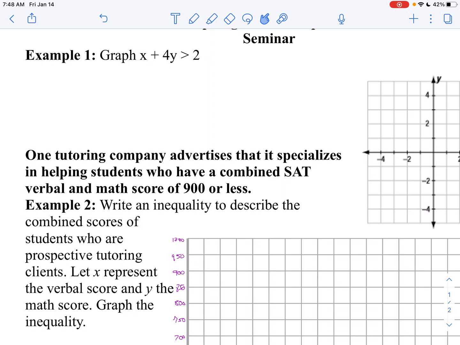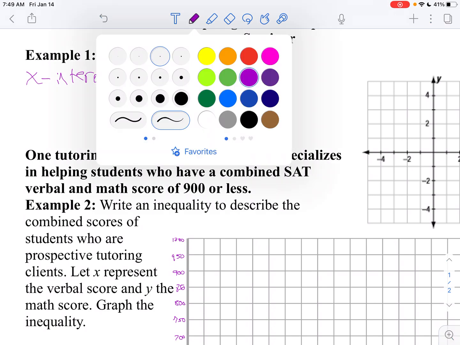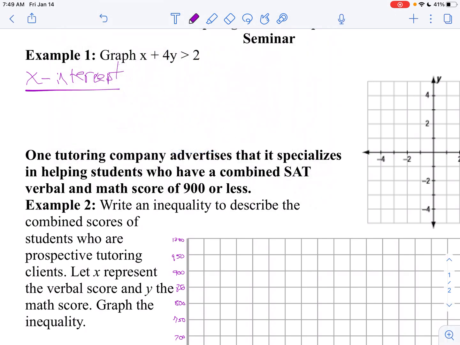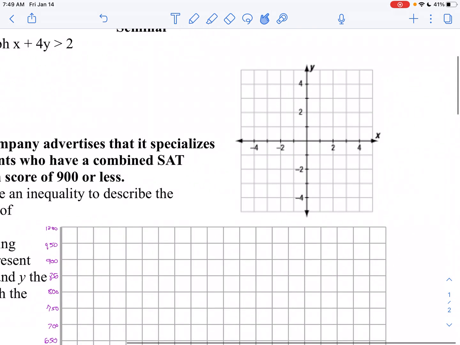First thing, within standard form, I think the easiest way to graph is to find the x and y intercepts. So I'm going to find the x-intercept first. Remember, that is when y is 0. So my inequality, I'm going to actually graph it as an equation for my line to start with. So it will be x plus 4 times 0 equals 2, or x equals 2. So my x-intercept is 2, so I go over 2 on my x-axis, and I'm going to plot my point.